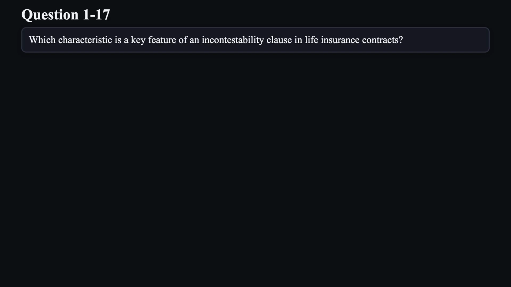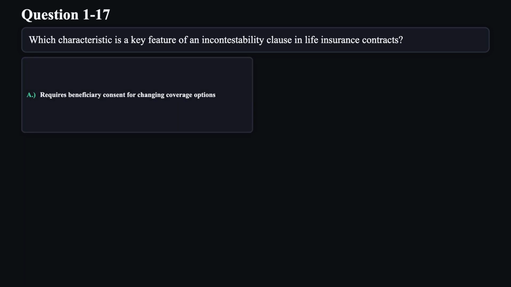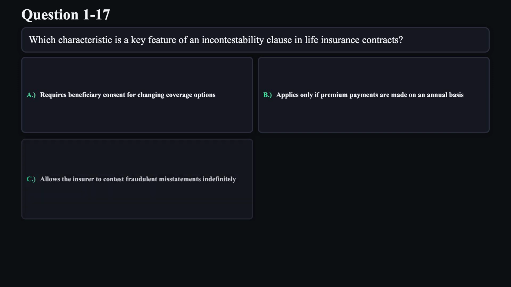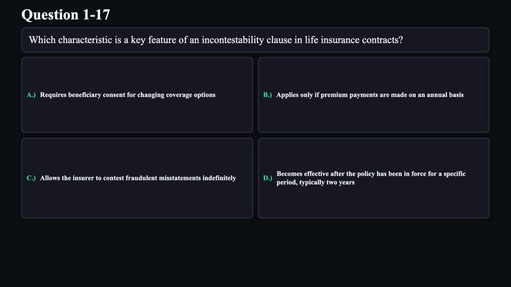Question 17. Which characteristic is a key feature of an incontestability clause in life insurance contracts? A. Requires beneficiary consent for changing coverage options. B. Applies only if premium payments are made on an annual basis. C. Allows the insurer to contest fraudulent misstatements indefinitely. D. Becomes effective after the policy has been in force for a specific period, typically 2 years.